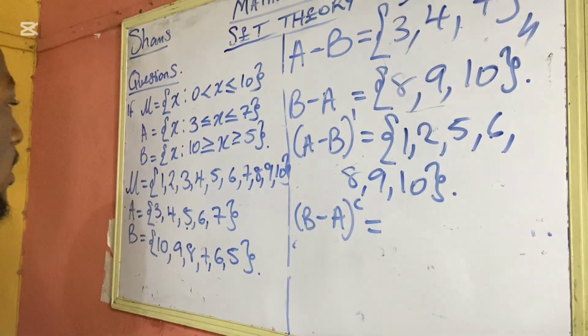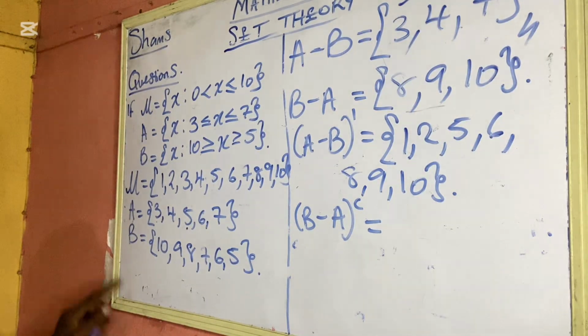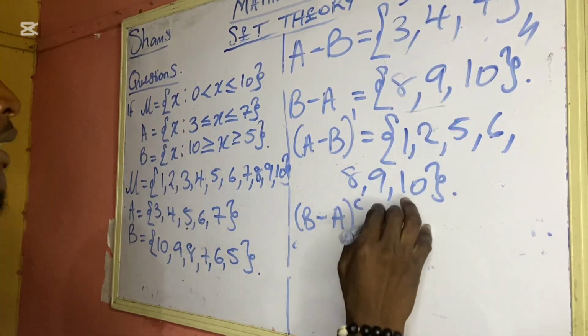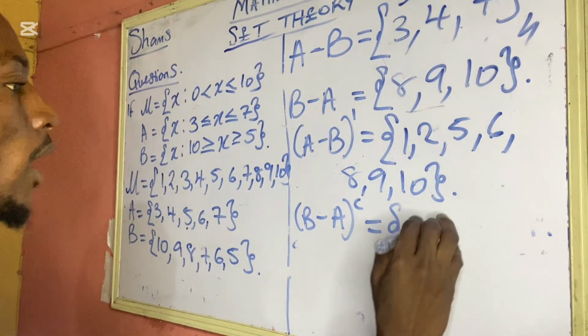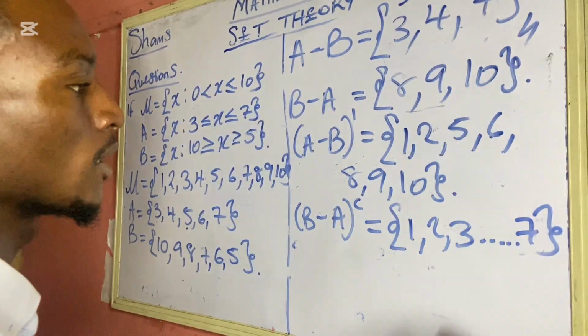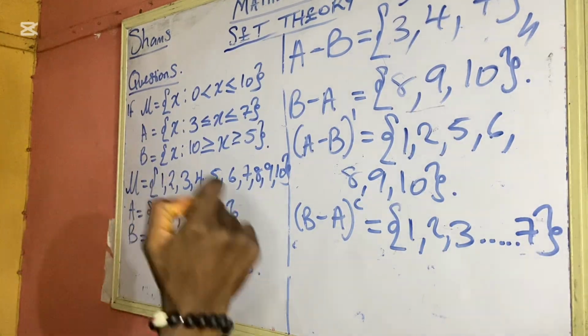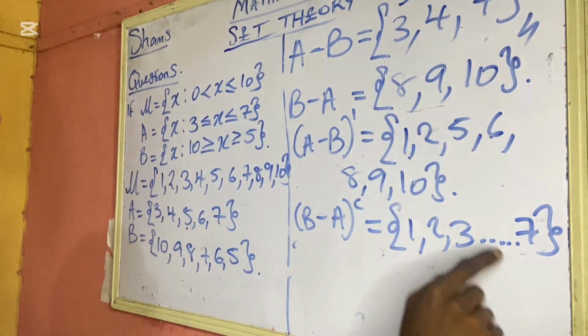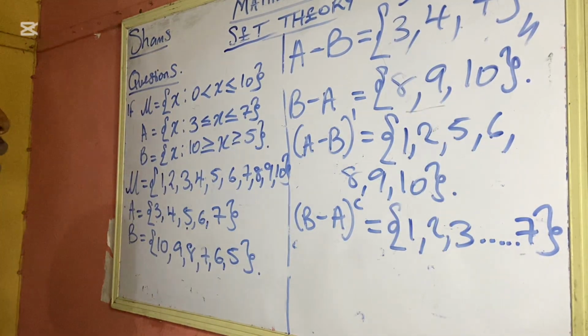I'm waiting for you. Now, you can pause the video as you are doing that. So B minus A complement will be what? We said B minus A is 8, 9, 10. That means B minus A complement will be 1, 2, 3, 4, 5, 6, 7. I have 8 here, I won't write it. I have 9 here, I won't write it. And I have 10 here, I won't write it.